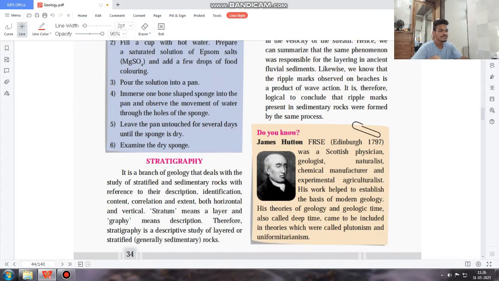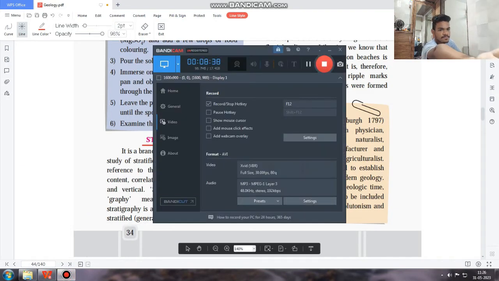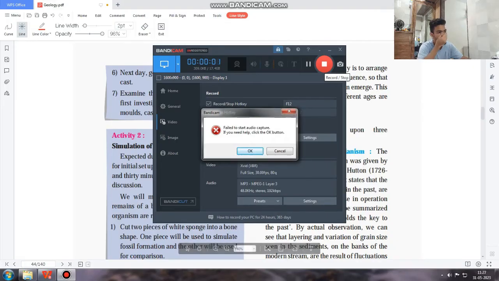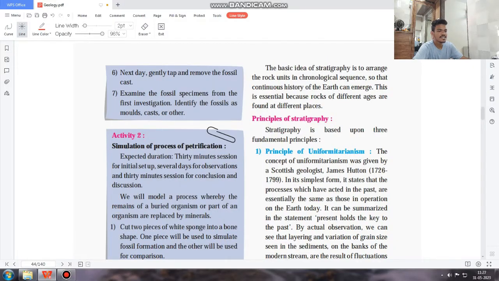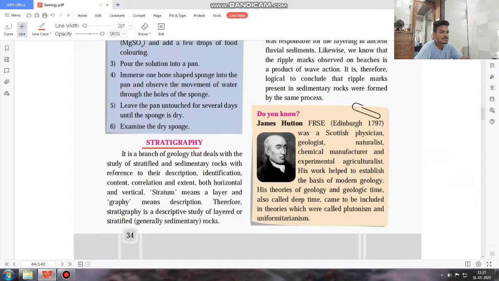Next we move on to the next part of this chapter, which is stratigraphy. So let's start with stratigraphy. Stratigraphy is a branch of geology that deals with the study of stratified and sedimentary rocks. So, stratified sedimentary rock.